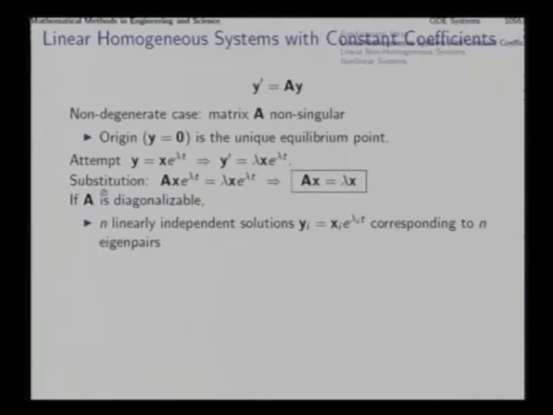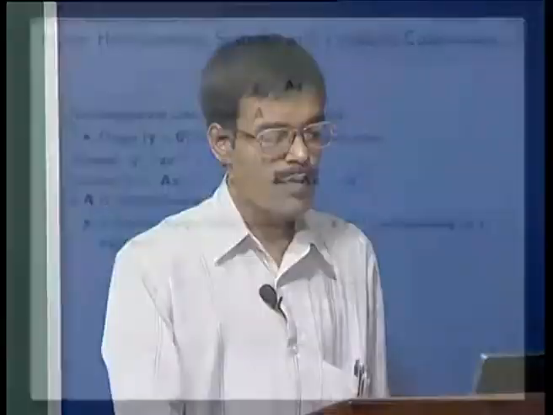Now, if A is diagonalizable, even the case of repeated eigenvalues is fine. That means, for example, say for a particular eigenvalue which is repeated, say it is appearing thrice, we have got three distinct linearly independent eigenvectors. Then those linearly independent eigenvectors sitting in the place of x here with the same lambda will actually give us three linearly independent solutions, which will not create any problem.